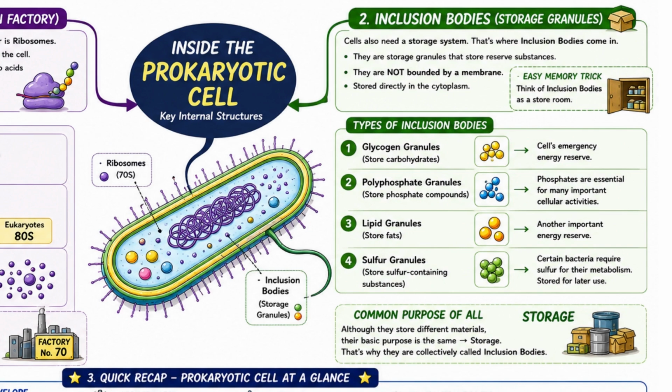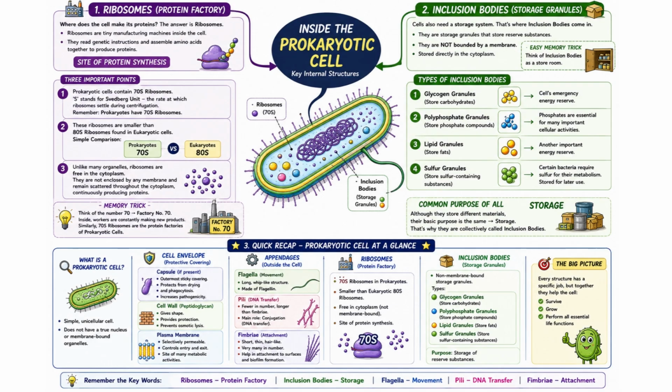Easy memory trick. Whenever you hear inclusion bodies, think of a storeroom. A storeroom can contain food, tools, fuel, or any useful material. Similarly, inclusion bodies store different reserve substances that help the cell survive whenever resources become limited. Quick recap. Now let's revise everything we've learned today in just a couple of minutes.